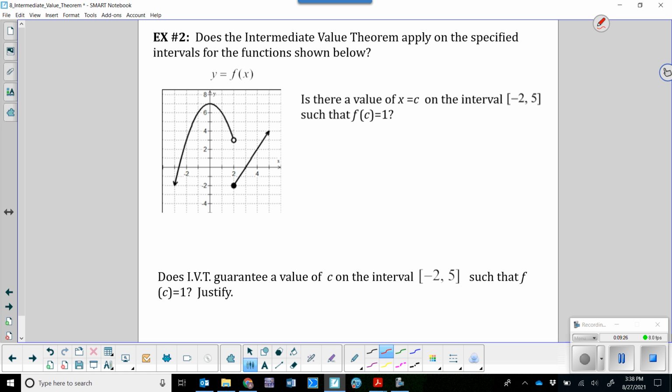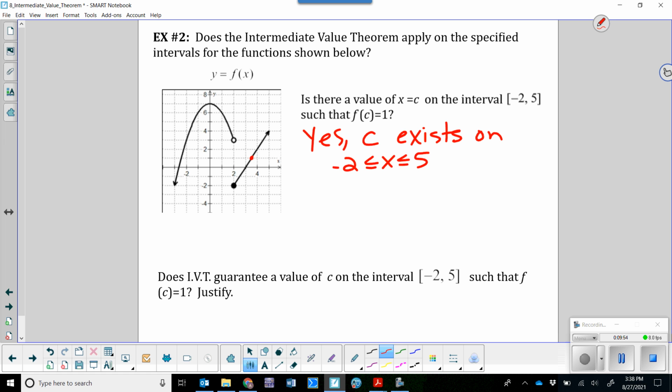The function equals 1 at actually more than 1 place, as we're going from -2 to 5. So right here, the value equals 1. So yes, we did find that value. Yes, c exists. There is a place on the interval -2 to 5 where f of c equals 1.